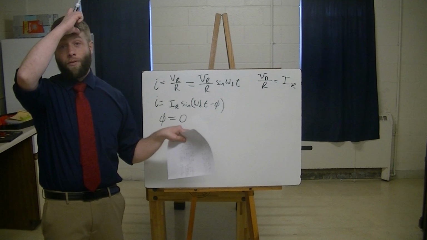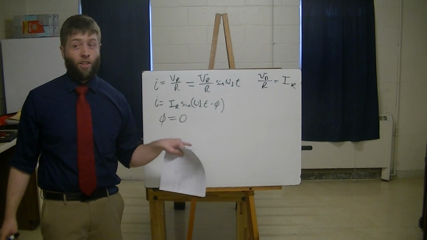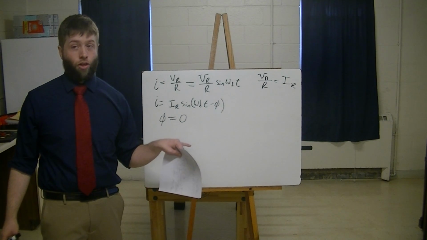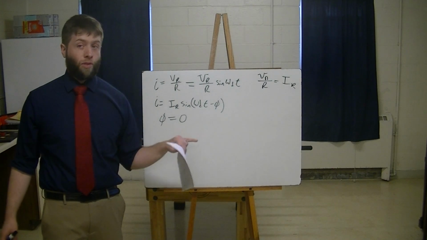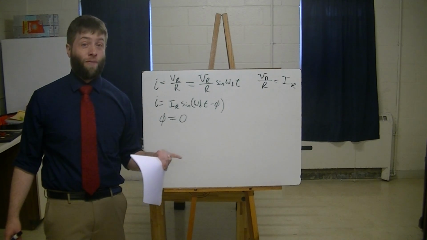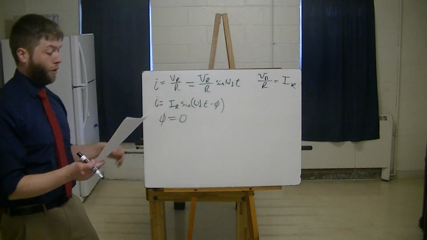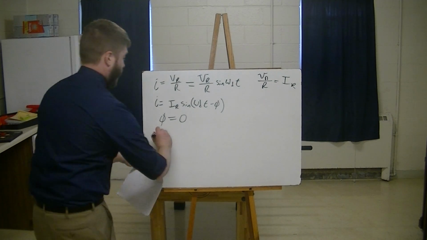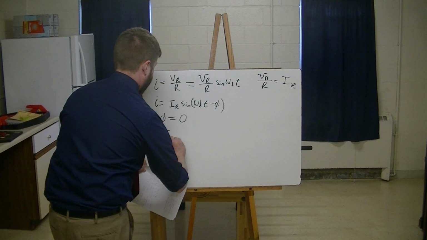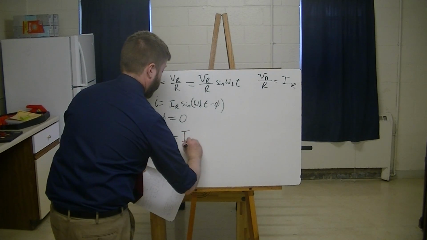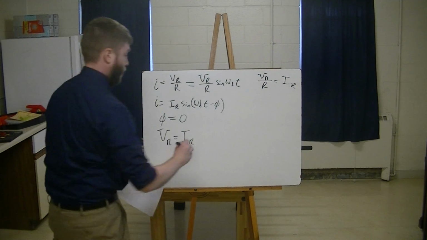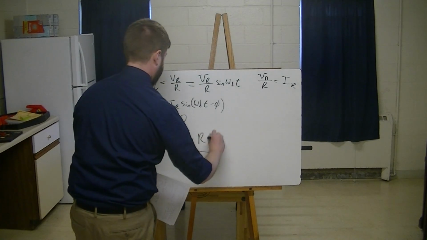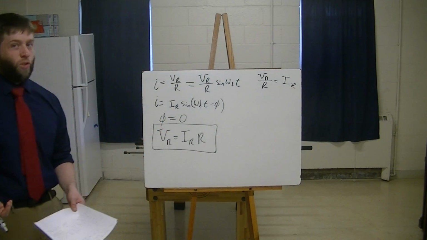It should be pretty obvious that when I do the capacitor, I'm going to be taking the derivative in order to get the current, and that derivative is going to create a cosine function, so that's going to change the phase constant. But for right now, for the resistive load, that's very straightforward. What we end up getting is that the voltage across the resistor is equal to the current amplitude across the resistor times the resistance. So yeah, it's V equals IR again.